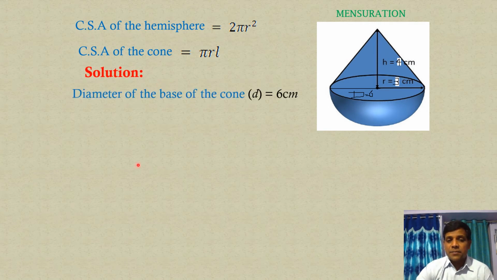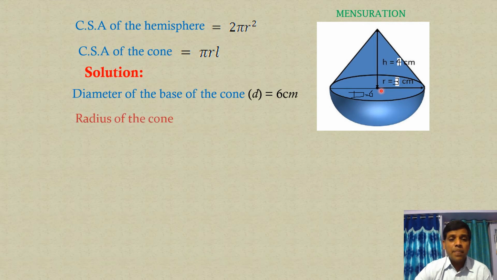Diameter of the base. What is the given diameter of the base? Both cone and hemisphere, diameter is equal to 6 centimeters. Then radius equals half of the diameter, so radius equals 3 centimeters. Radius of the cone is equal to 3 centimeters. At the same time, radius of the hemisphere is also 3 centimeters.